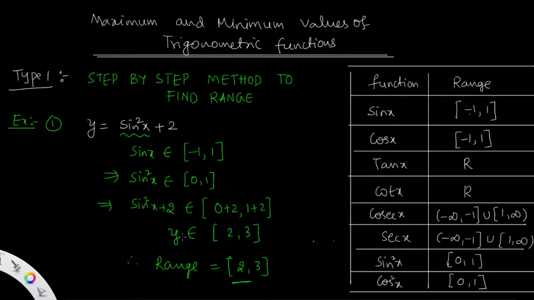Y always gives you the range of the function. So therefore the range value is 2 comma 3. Okay, simultaneously, the second question, method type 1, question number 2. Find the range of the function y equal to 2 by sin x plus 3.